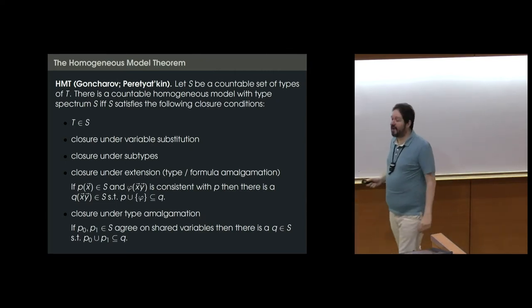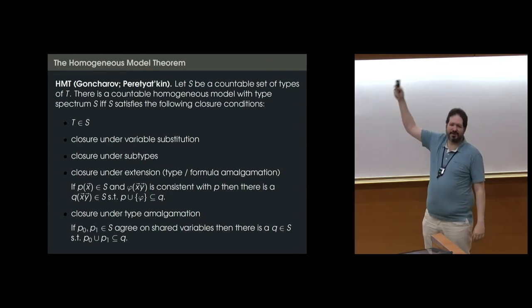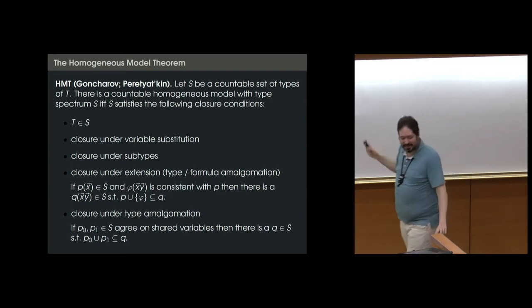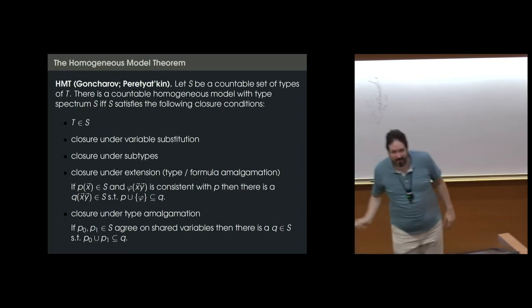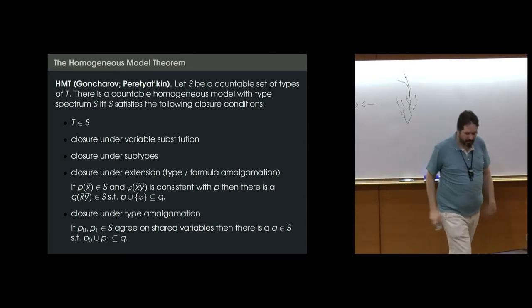It's not hard to see that if you have a homogeneous model, all of these properties are going to hold of the type spectrum, and that's proven in RCA0, whatever. The interesting bit is that if the set of types has these closure conditions, then there is a homogeneous model. And that's what I'm calling the homogeneous model theorem.